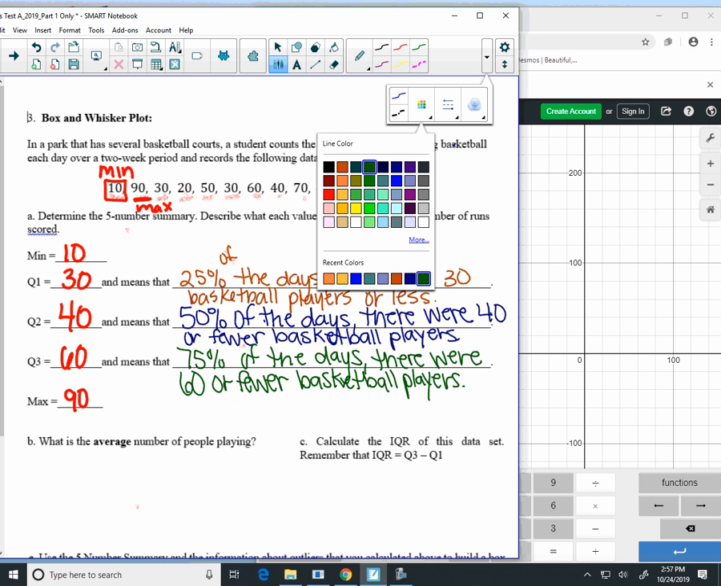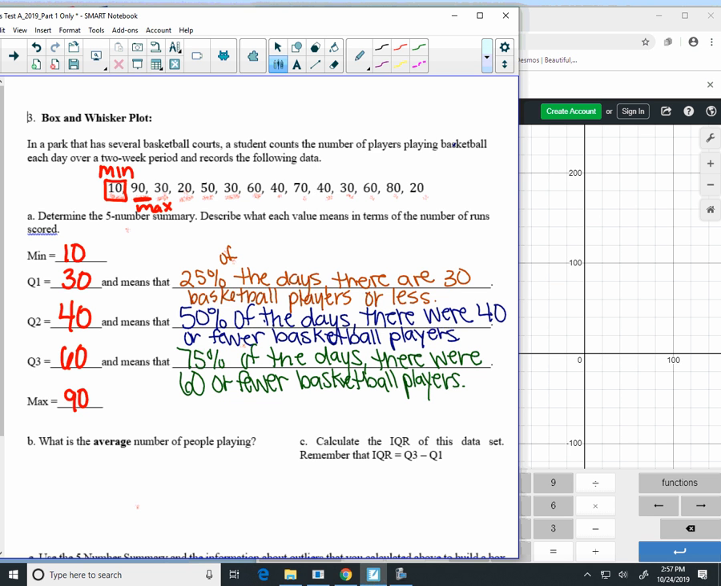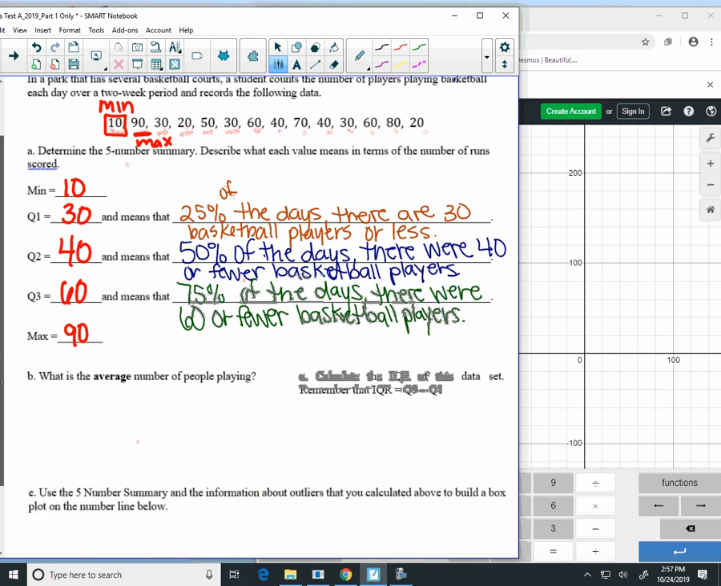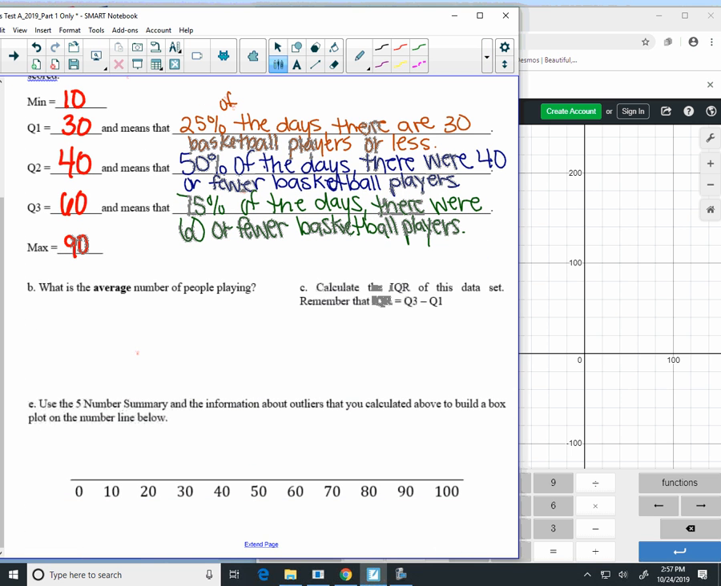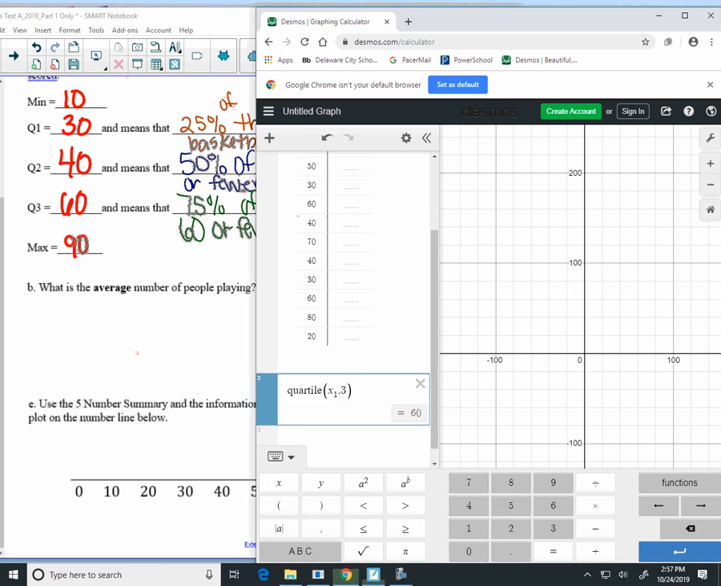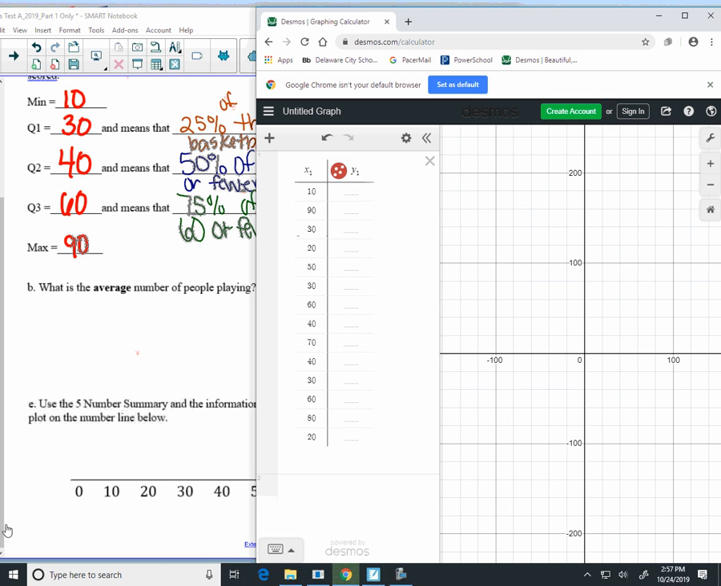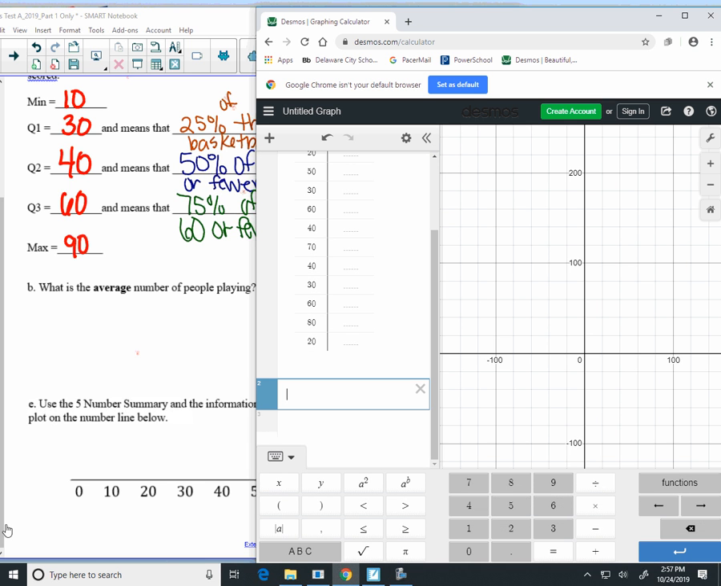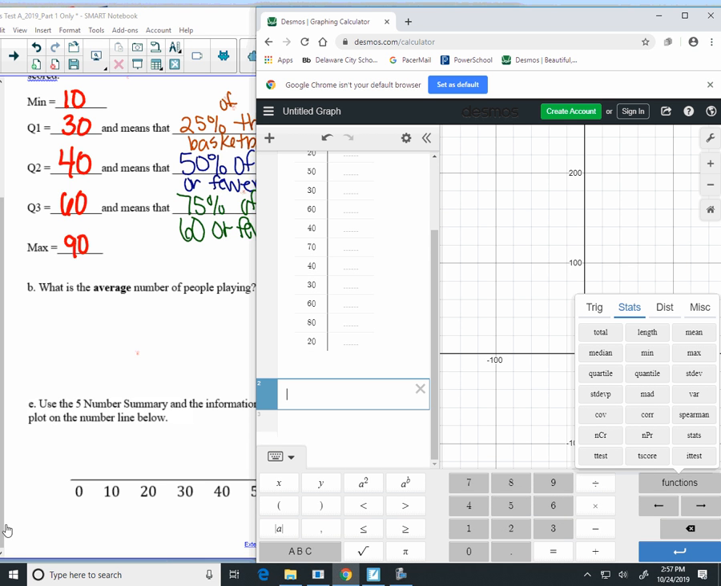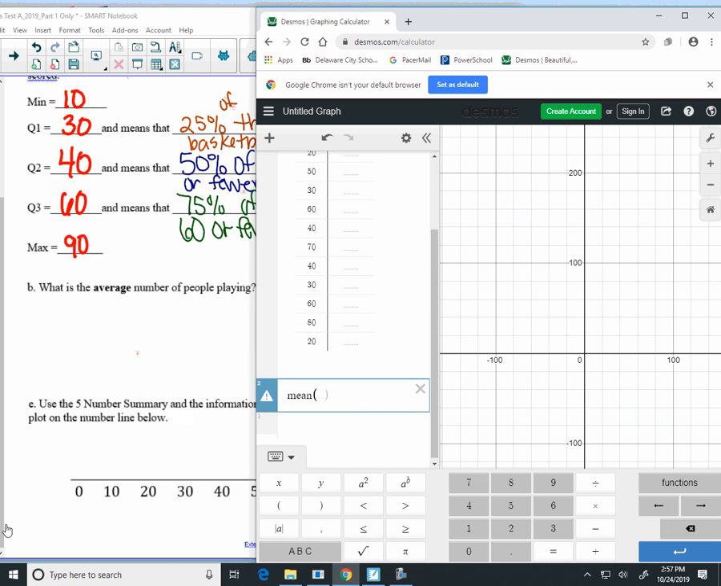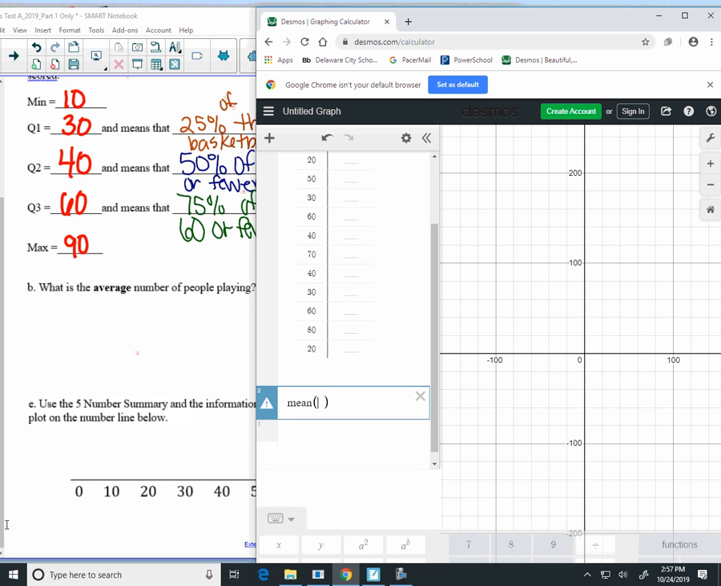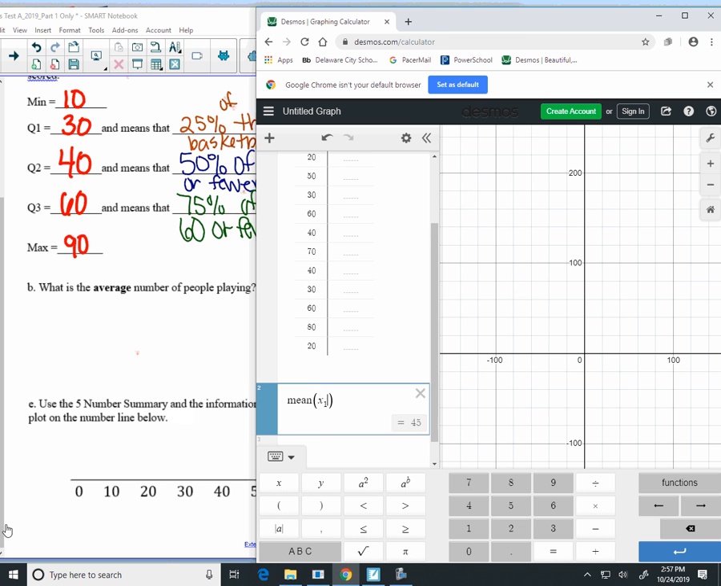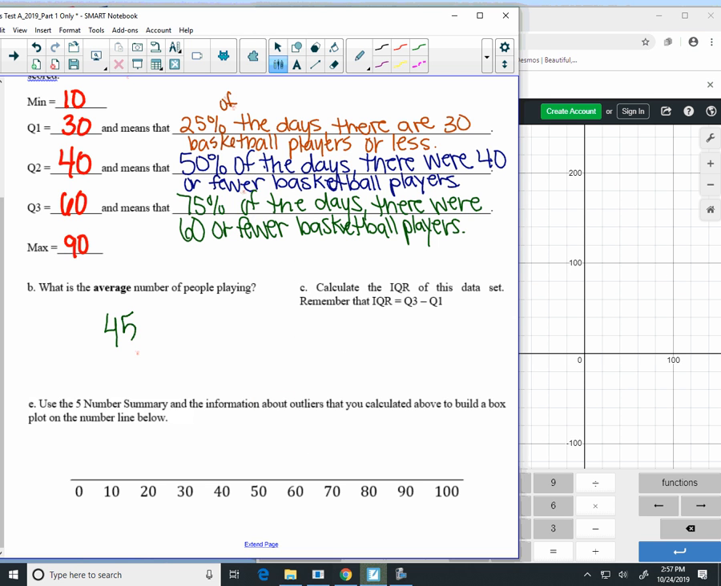All right, we can go back to Desmos for our average number here. What is the average number of people playing? Remember, you're not going to be able to do average. You are going to be able to go to functions and stats and do mean. Mean is the same as average. We also need to refer back to our list. Our list here is X1. So that's 45. The average number of people was 45.